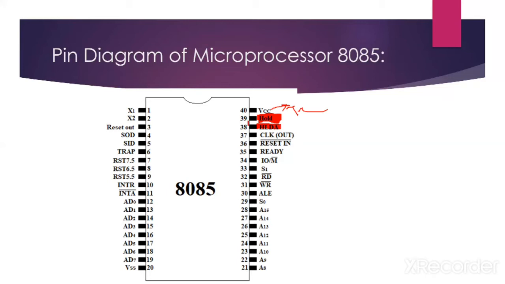Next is clock out. The whole circuitry is synchronized with this clock. The speed of the system also depends on the clock frequency. Means speed depends on the clock frequency that you set. Next is reset in.